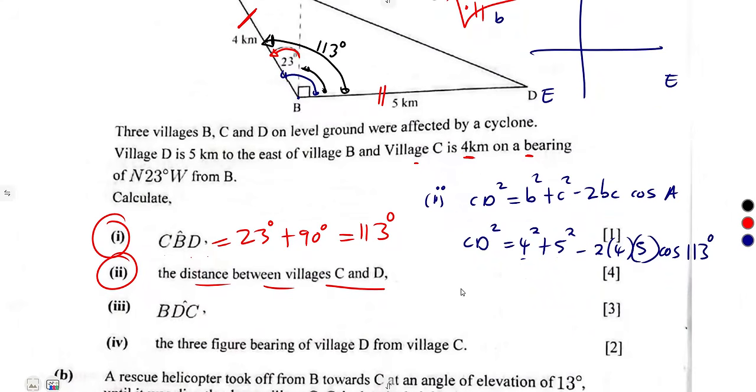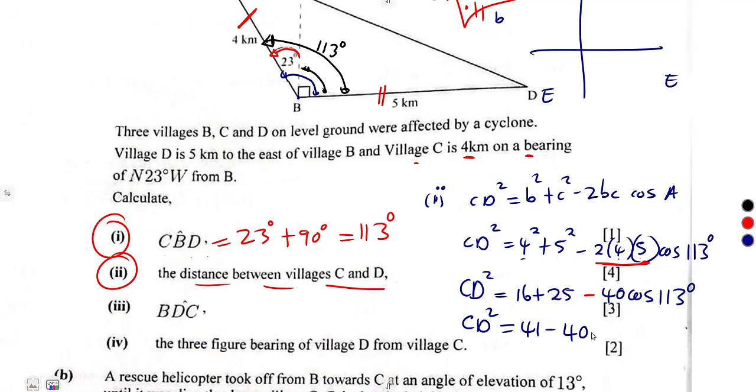113 degrees. So that was going to give us what? CD squared: 4 squared, that's 16, plus 5 squared, 25, minus 2 times 4 times 5, that's 10 times 4, which is 40. So that's minus 40 cos 113 degrees. Let's simplify first. 16 plus 25, that's 41. So 41 minus 40 cos 113.